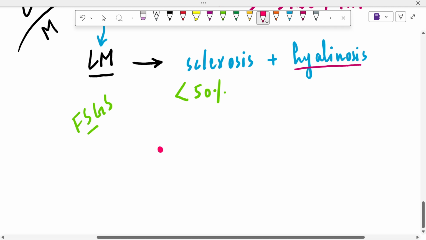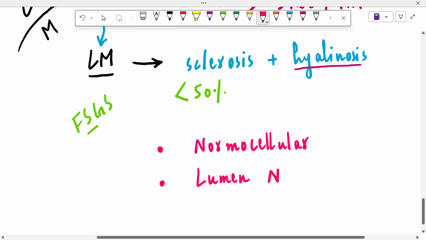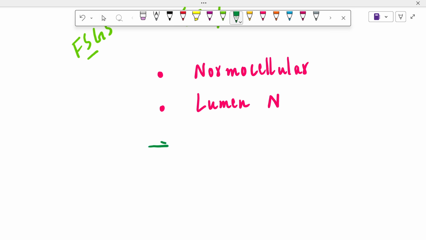Another finding in the light microscope: there will be normocellular glomeruli. There will be normocellularity. There will not be hypercellularity. The tubules and the lumen will be absolutely normal, because this condition is only affecting the capillaries. It is not affecting the parenchyma, the mesangium, the tubules, the lumen. Only the capillary tuft, that is called the glomerulus, is affected.